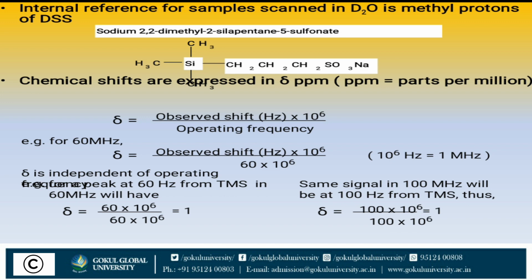frequency. The peak at 60 megahertz from TMS will have a chemical shift value of 1. Similarly, the same signal at 100 megahertz will also be given a chemical shift of 1.